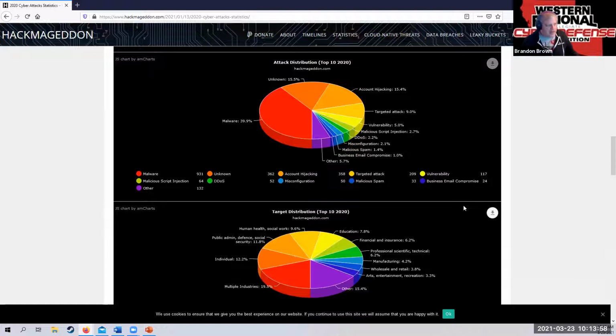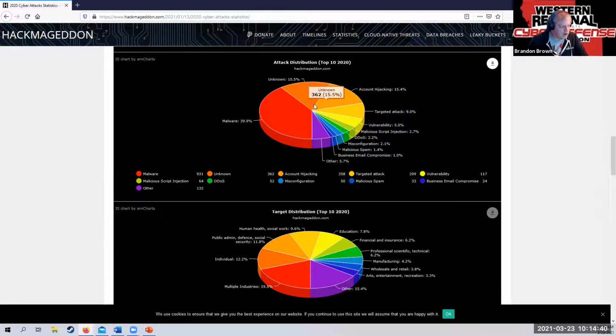They also look at how the attacks were planned out. Was it malware? Was it account hijacking? Was it direct attacks? Was it script injection? Okay. And was it DDoS? And you can see that a lot of these attacks that we have taken on in this class, like misconfigurations, code injection, account hijacking, targeted attack, which would be like code injection. Okay, they're small compared to malware.